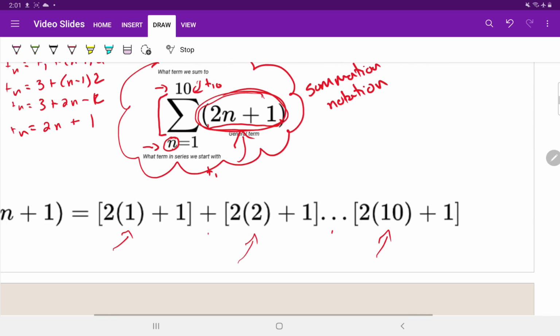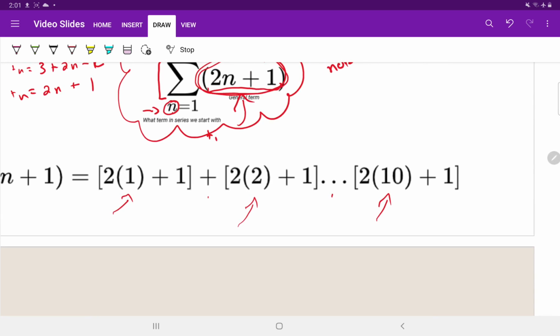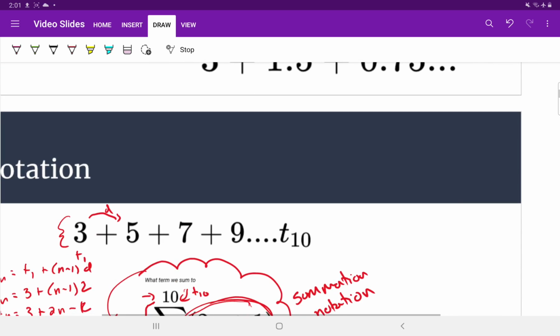Now you can do this by hand. This one isn't too bad. You could say 3 plus 5, then I'm going to have to add 2, and then add another 2, and then add another 2. So how many terms do I have? 1, 2, 3, 4, 5, 6, 7. Got to keep going. Plus 17, plus 19, plus 21. Do I have enough? 1, 2, 3, 4, 5, 6, 7, 8, 9, 10. Beautiful, so I have my 10 terms.